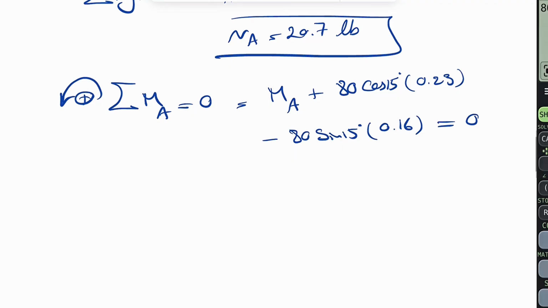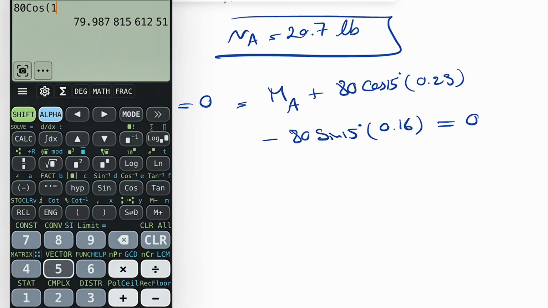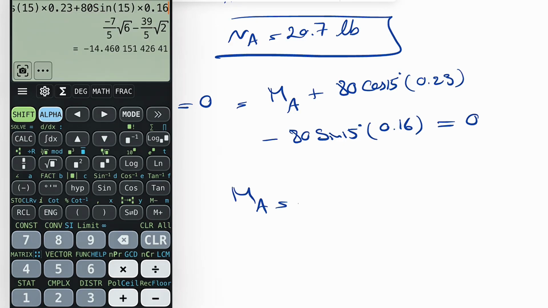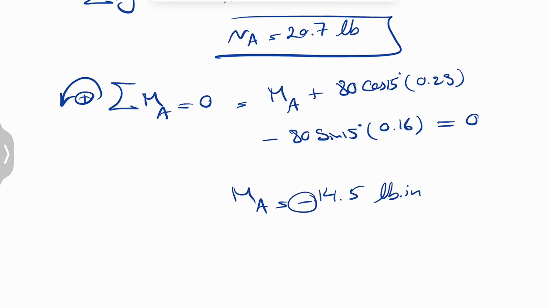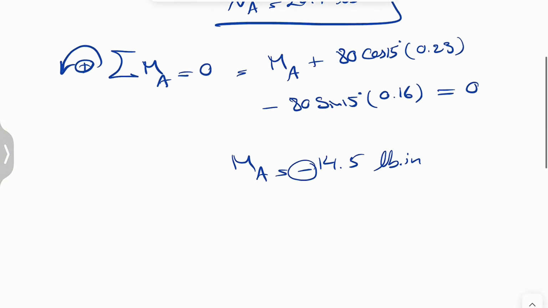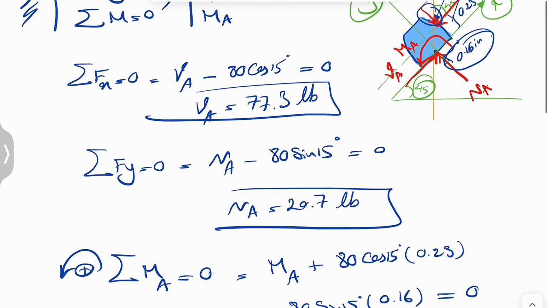So our MA would be 80 cosine of 15 times 0.23. Actually, this will be on the other side of the equation, so it will be negative, plus 80 sine of 15 times 0.16. And our MA would be negative 14.5 pound inch. And the negative sign in here shows that the direction that we assumed for the MA is not correct, and it's actually clockwise because it's negative. And that's pretty much everything for this question.